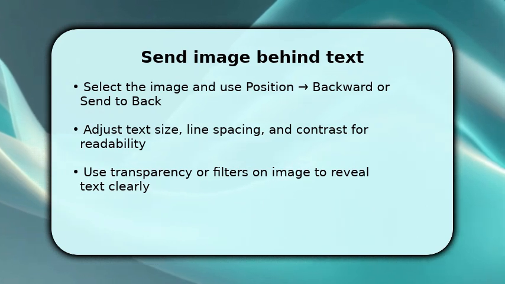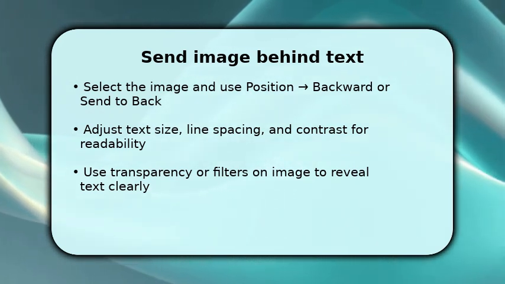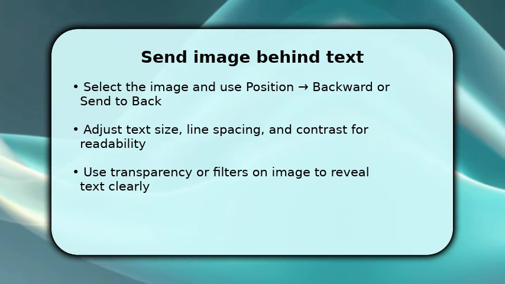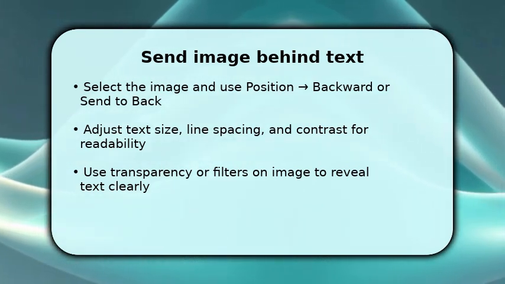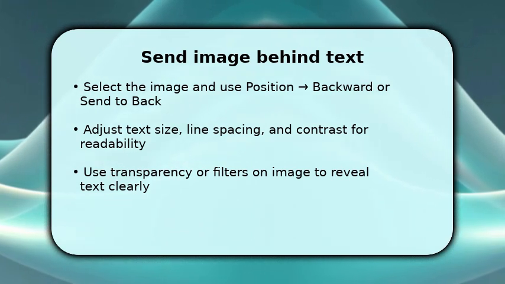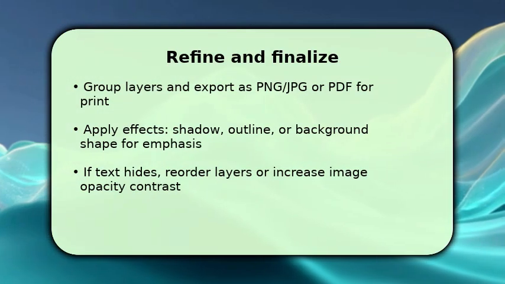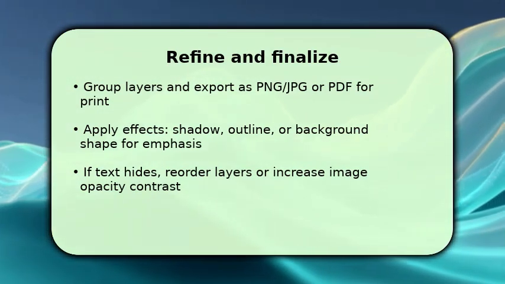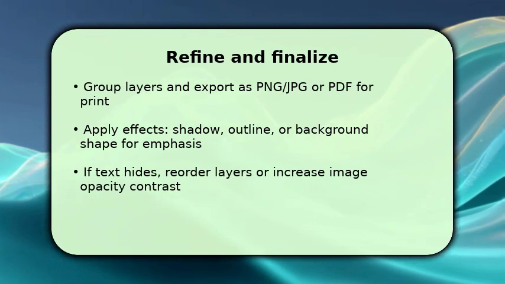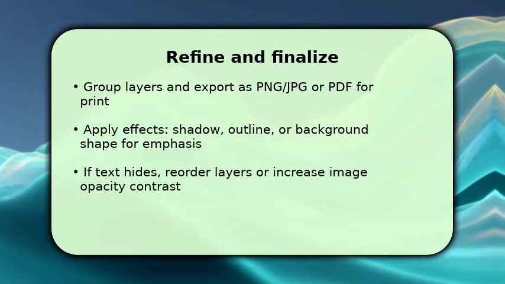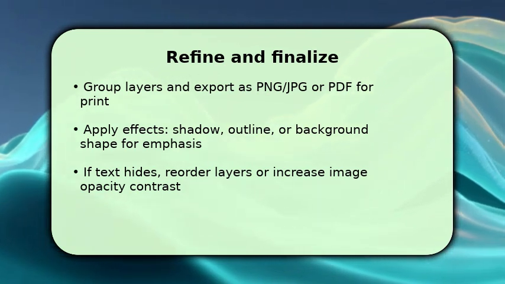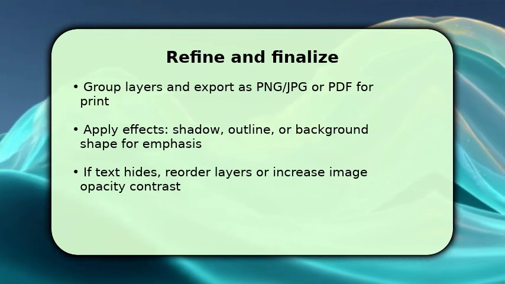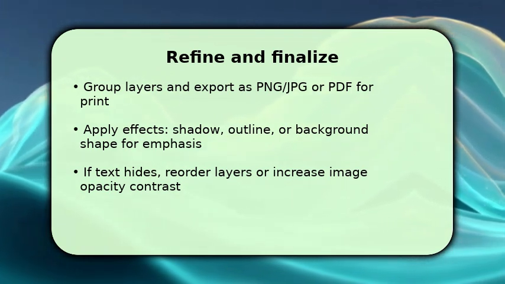Make sure to adjust the image's brightness, contrast, or transparency so the text remains legible. Use subtle filters, or a 10-30% adjustment, then finish by refining readability and exporting your work. Group the text and image if you'll move them together, and add subtle effects like shadow or an outline on the text for extra clarity. You can also place a semi-opaque shape behind text for contrast. Once satisfied, export as PNG, JPG, or PDF depending on use.